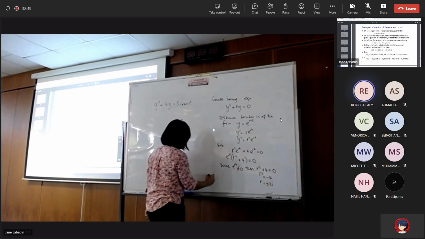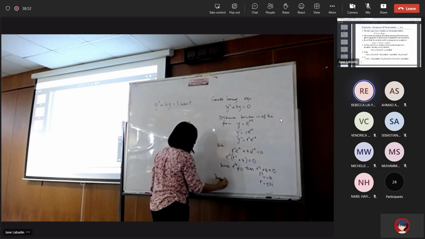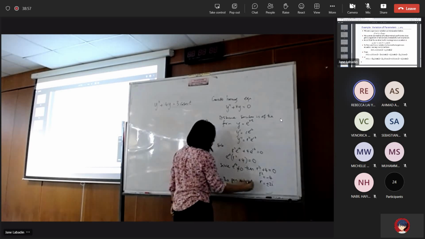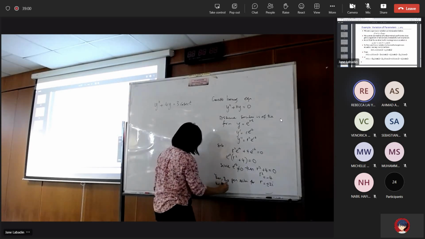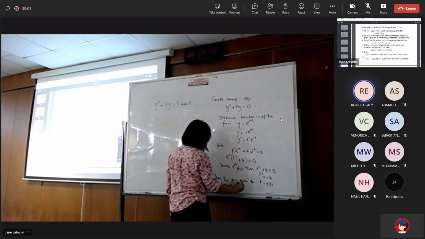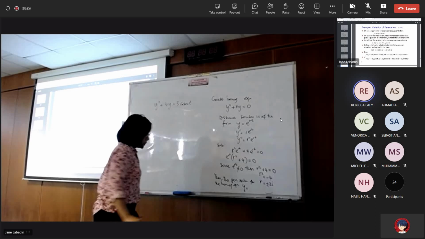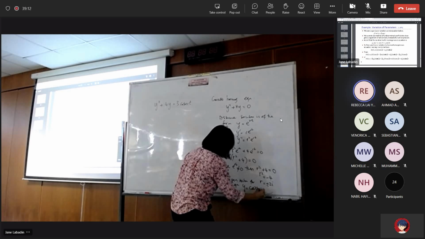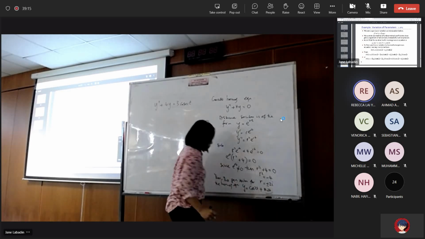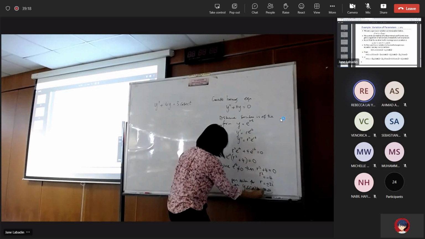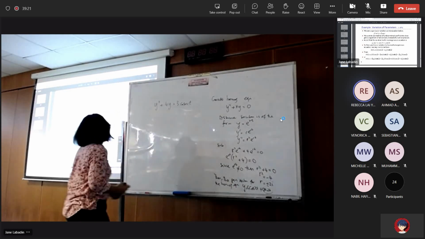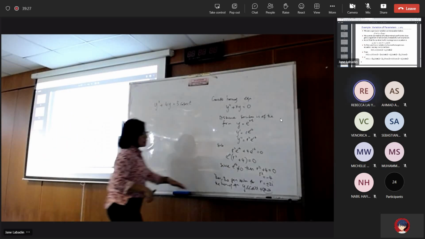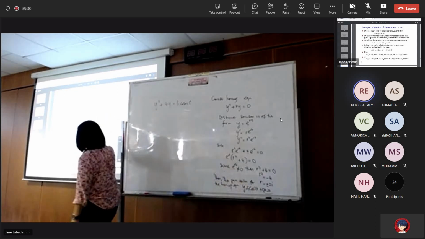Okay, so then the general solution for the homogeneous equation is y equals C1 cos 2t plus C2 sine 2t. Forgot the C1 and C2. Okay. So this is what we have on the slide.